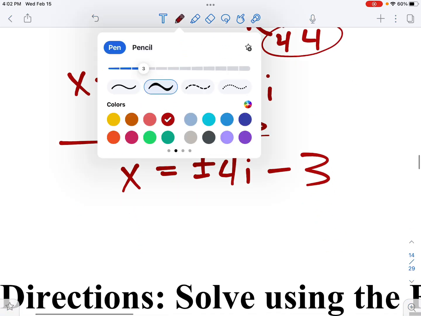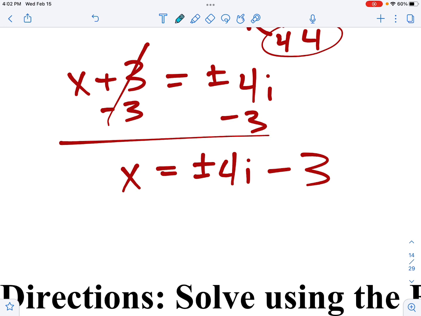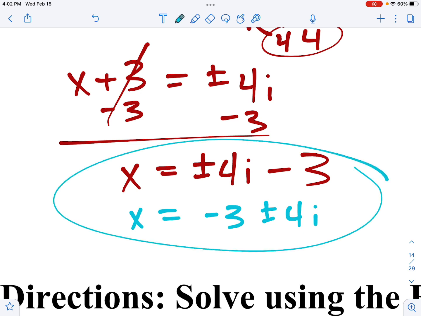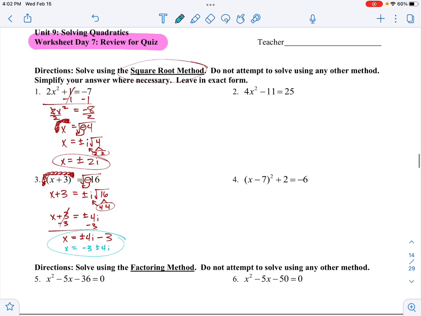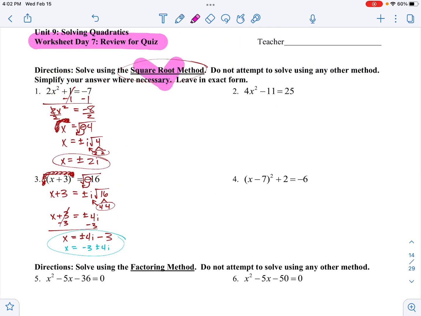Or just so you know, you might see it as a multiple choice answer as the -3 written first and the plus minus 4i written second. Okay, just so you know, those answers are the exact same. The 3 is negative, and the 4i has a plus minus with it. But you might see it in a reverse order if it's multiple choice. Either of these answers is correct, okay? No, you don't have to write both of them, but I want you to be able to recognize that they are the same thing. That is how to do the square root method, you guys. We checked that one off.